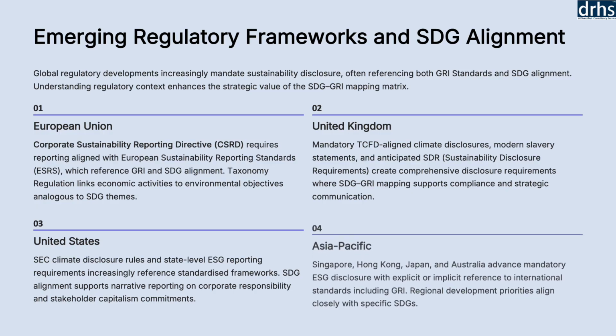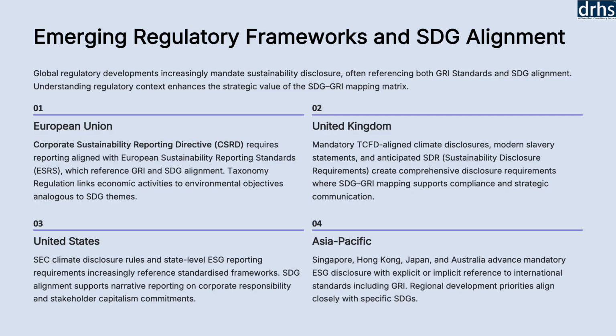Asia-Pacific. The Asia-Pacific region shows rapid regulatory convergence. Singapore, Japan, and Australia have introduced mandatory or phased climate and sustainability disclosures aligned with global standards. Many jurisdictions reference GRI and ISSB frameworks, with SDG alignment supporting national development priorities such as energy transition, resilience, and inclusive growth. Overall, emerging regulatory frameworks are converging towards standardized, SDG-aligned sustainability disclosure, transforming ESG reporting from voluntary practice into a core governance requirement.